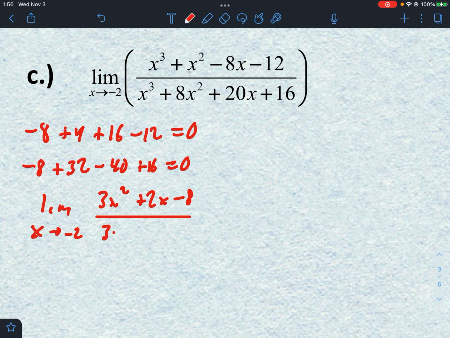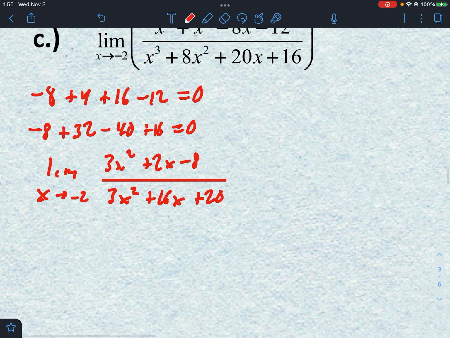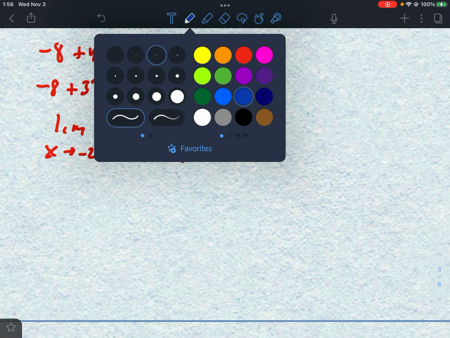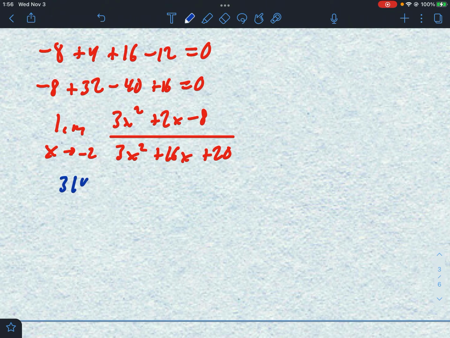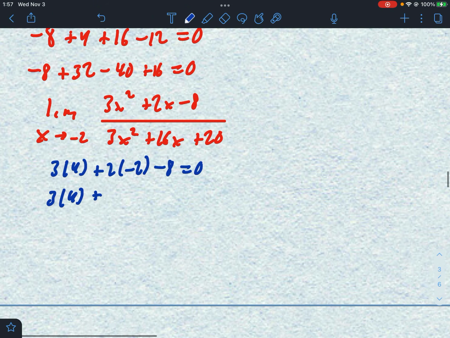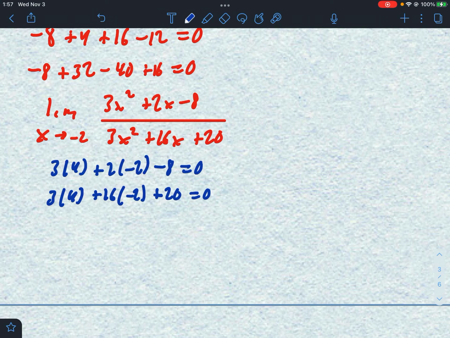Take the derivative of the numerator and the derivative of the denominator. All right, and let's try again here. So we put negative 2 into the numerator. We get 12 minus 4 minus 8, that's 0. And then the denominator, we would get 12 minus 32 plus 20. And that's also 0. So you know what that means? That means we can do L'Hopital's Rule again.